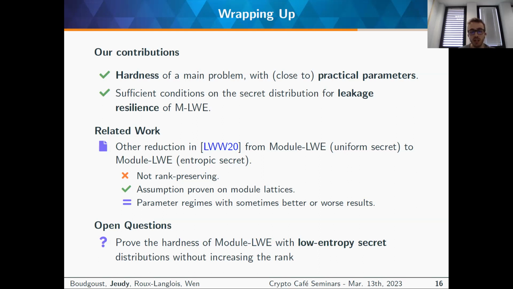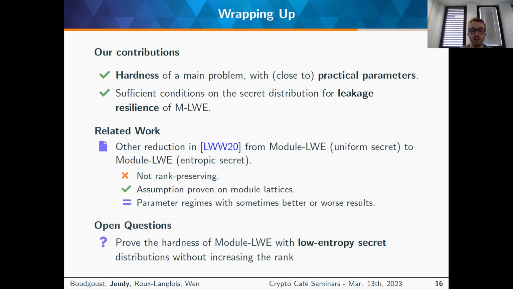And so they start from a better understood assumption, which is module LWE, but they don't have this rank preserving property. Depending on the use case, you have better or worse parameters, so you're going to have to use either our reduction or theirs. It really depends. But regardless, all of these results are limited to either reducing the size of the secret, but at the expense of the rank, or keeping the rank small, but at the expense of larger entropy secrets.